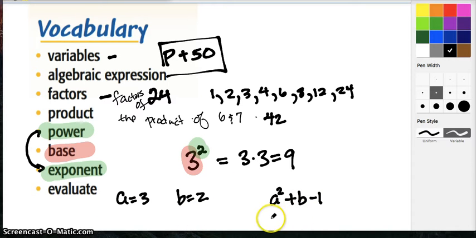So at this point, I would put 3 to the second power here, add 2, subtract 1, and figure out what this is. 3 squared is 9, plus 2 minus 1 is going to give us 10, because we're going to go from left to right.